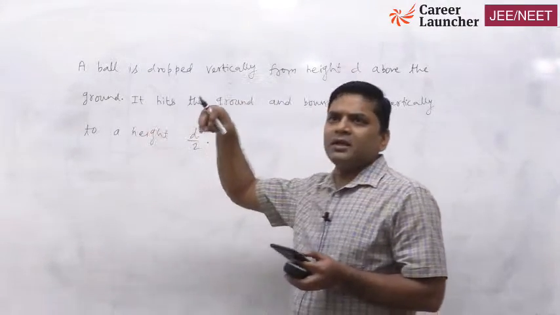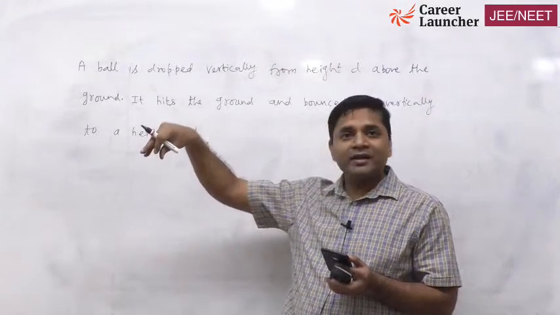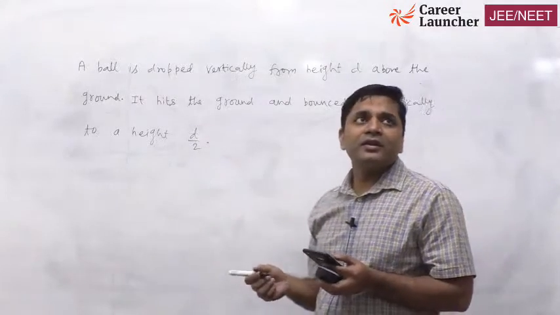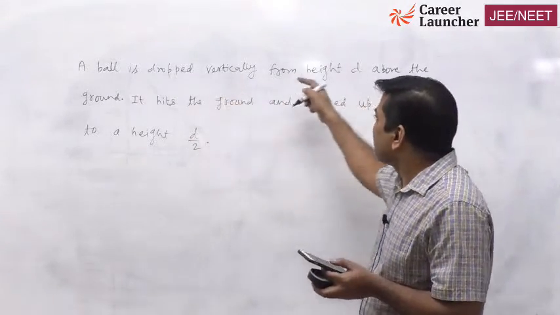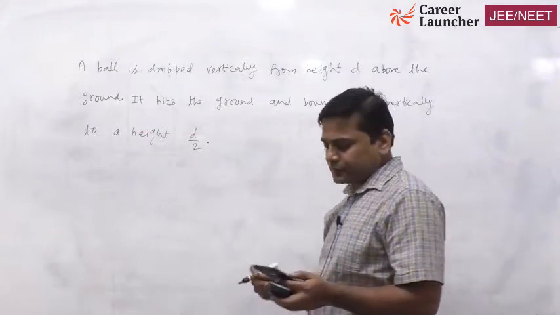So it's not an elastic collision. You know that if a ball is dropped from the same height, it will reach your hand at the same height. That means it's an elastic collision. It's not required any concept of elastic or inelastic collision. It's mentioned that the ball is dropped from height d and reaching up to d by 2.